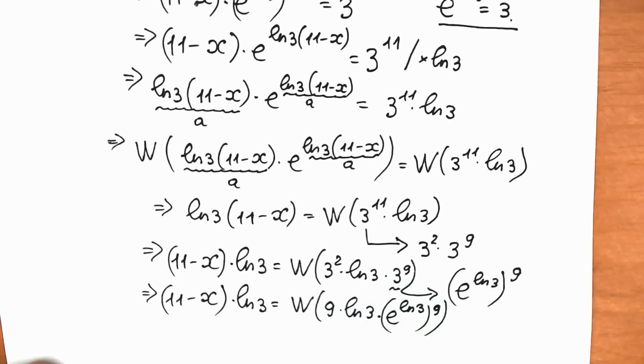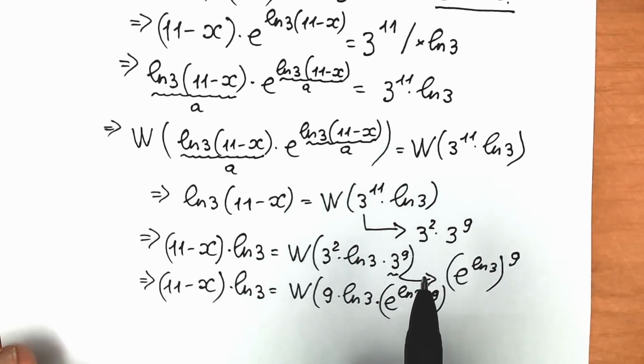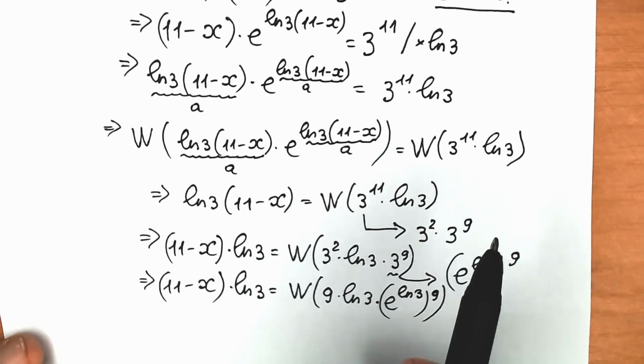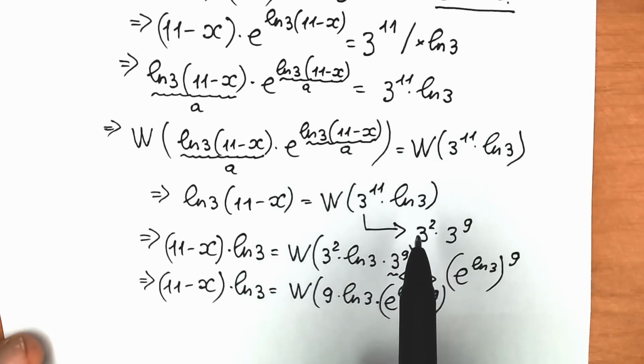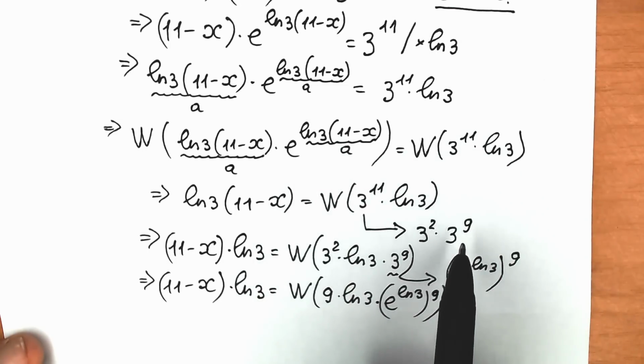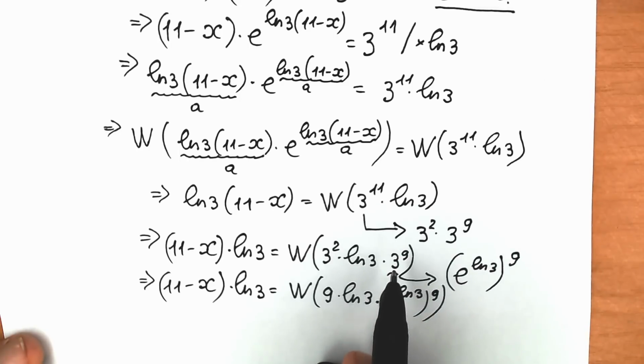All right, so I hope you understand this step. This is like basic school properties. We just write this 3 to the 11 as 3 squared times 3 to the power 9, first step. And second step, instead of this 3, we write e to the power natural log 3, and we still have this 9. So I really hope you understand it.